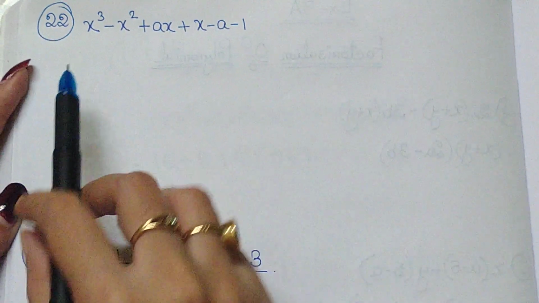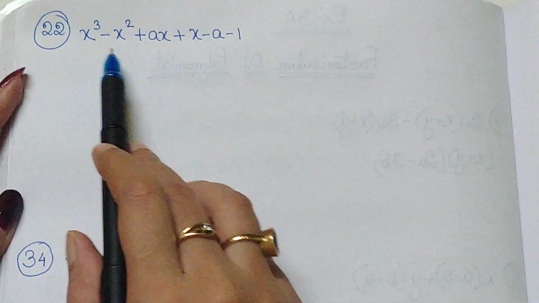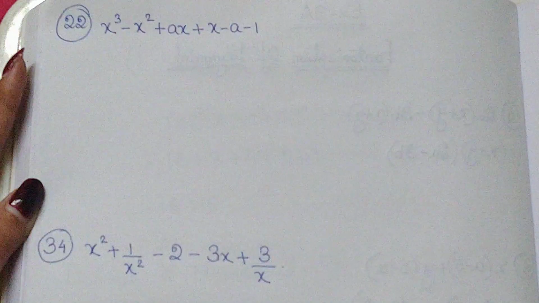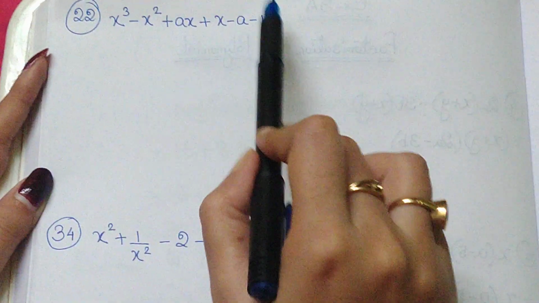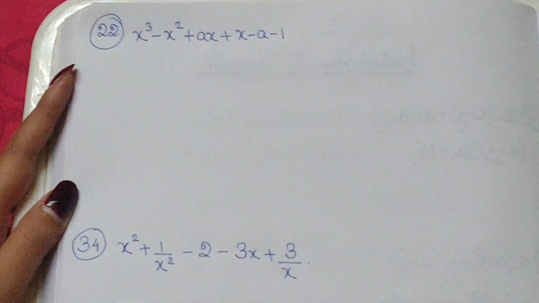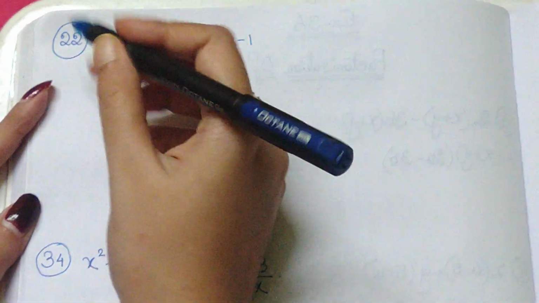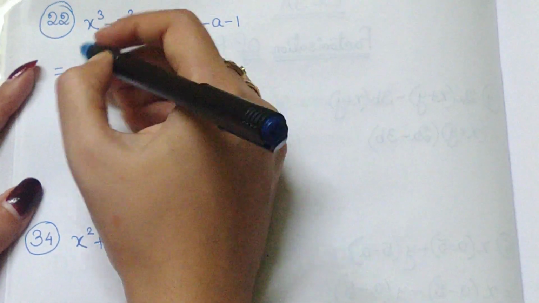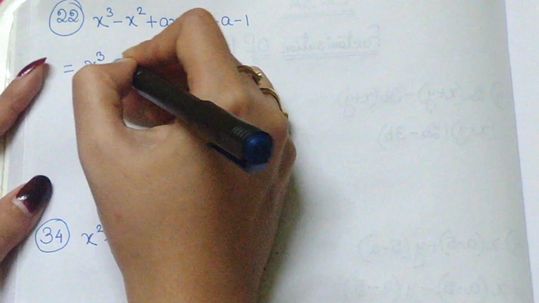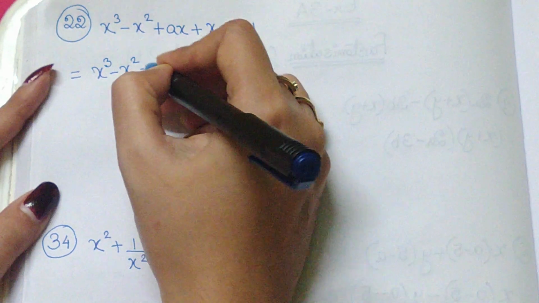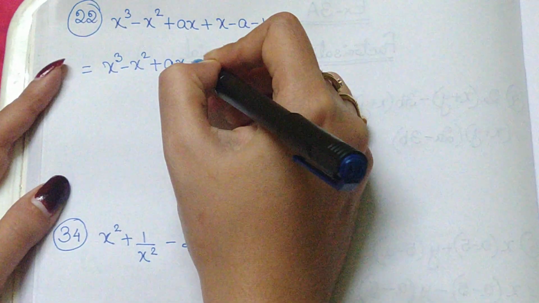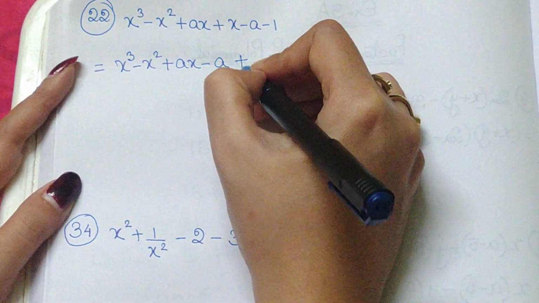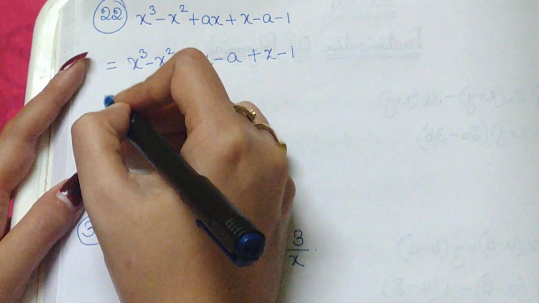Now we are going to solve sum number 22. X cube minus x square plus ax plus x minus a minus 1. So I have to arrange it in such a way so that I can get the common factor. So I can arrange x cube minus x square plus ax minus a, so that I can take a common from these two, plus x minus 1.